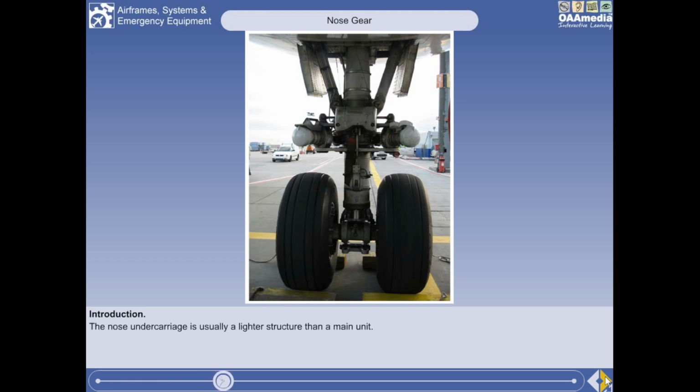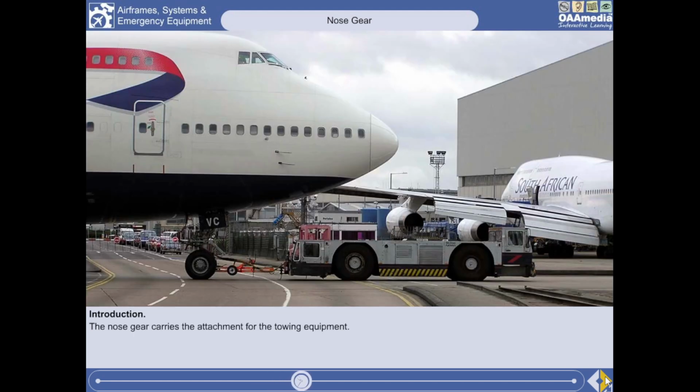The nose undercarriage is usually a lighter structure than the main unit, since it carries less weight and is usually subject only to direct compression loads. It does, however, carry the attachment for the towing equipment, and so must withstand the shear loads associated with towing operations.